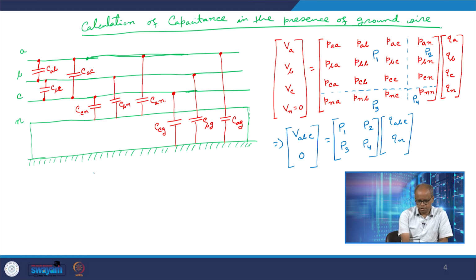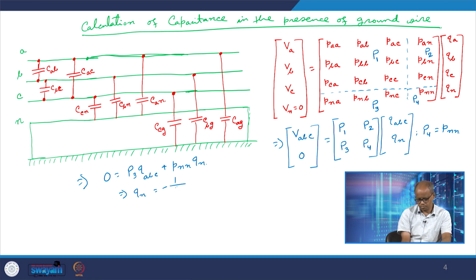So therefore from here, and of course we know that P4 is equal to Pn, and now from here we know that 0 is equal to P3 Q A B C plus say Pn Qn. So therefore Qn is equal to minus 1 by Pn and P3. This is the matrix QABC.